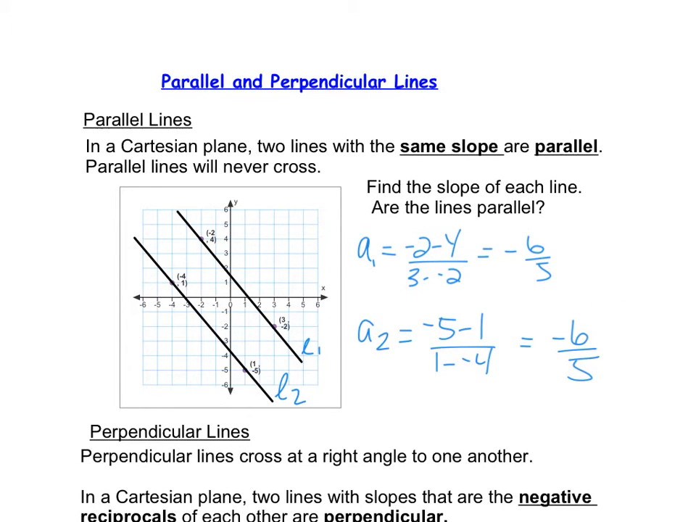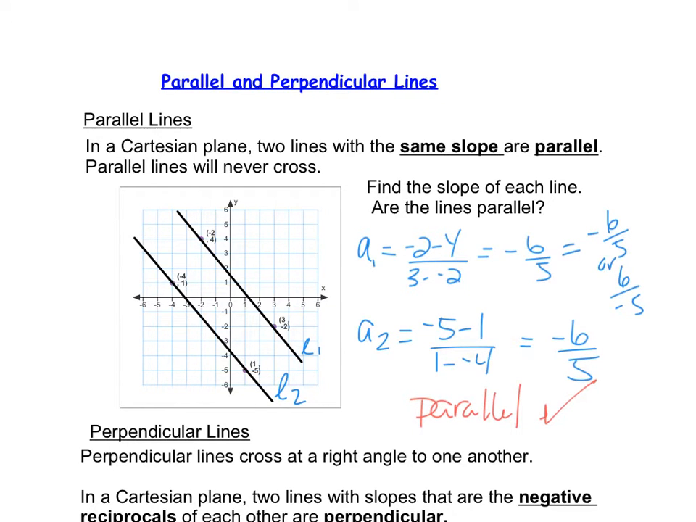Remember, with these fractions, the negative just means that the whole fraction is negative. So it could have been -6 over +5, or it could have been 6 over -5. Those all represent the same thing. So since these two lines have the same slope, we can say they are parallel.